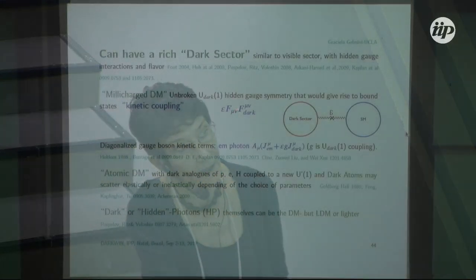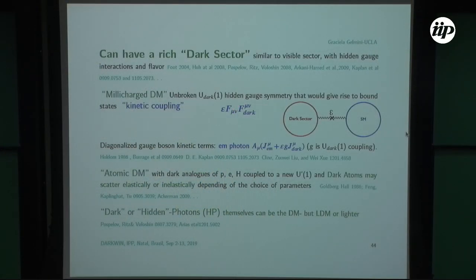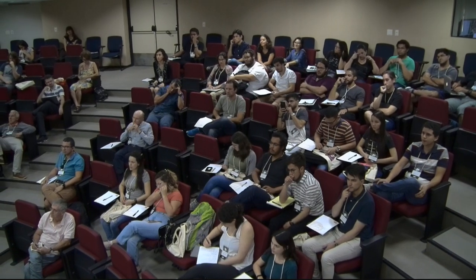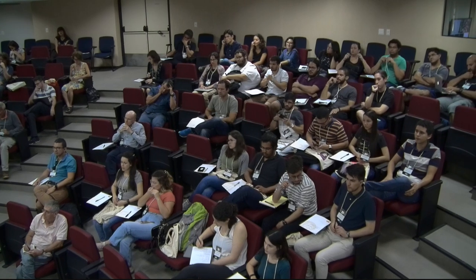F mu nu, the field tensor, is a singlet when you have a U(1) gauge theory. And so if you have another dark U(1), with a dark photon and so on, nothing prevents you from putting these two singlets together with a small coupling. And when you diagonalize them, to find your actual dark photon and your actual photon, you see that the actual photon has a little component of the dark photon. And so the charge of any particle that has the dark charge will be multiplied by epsilon in our world, for our electromagnetism.